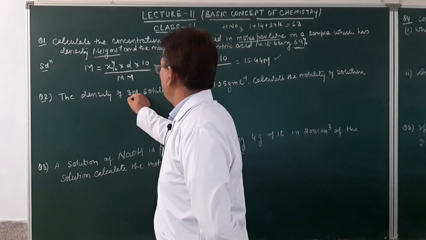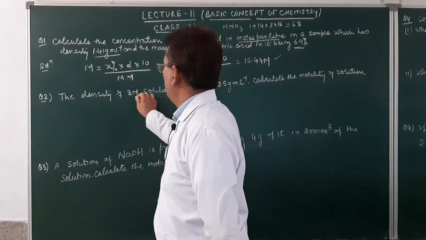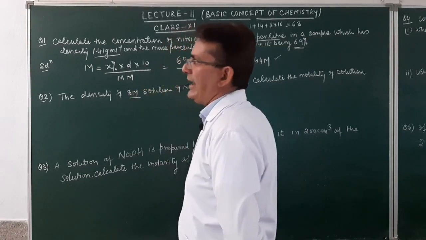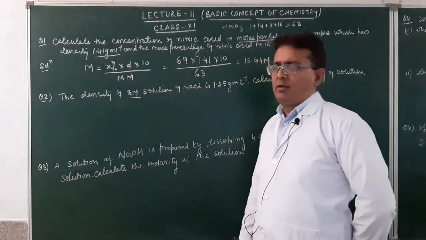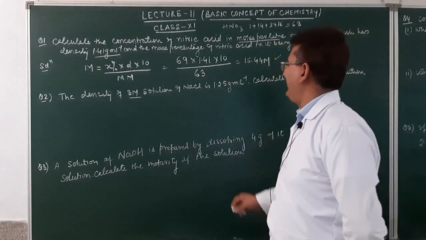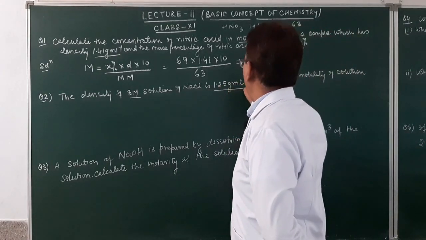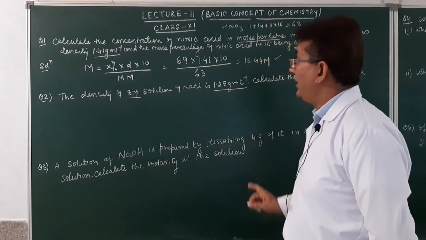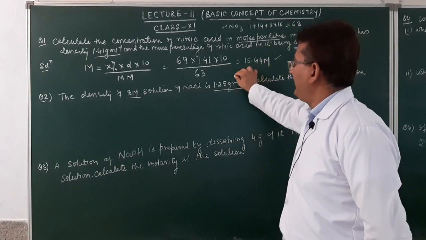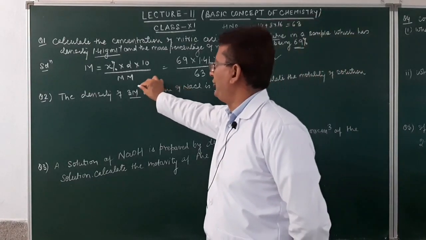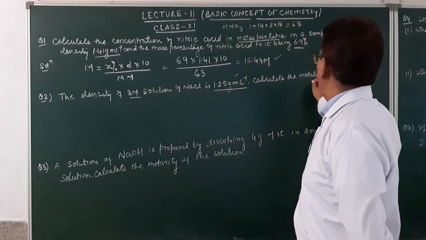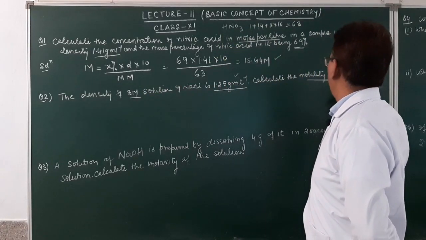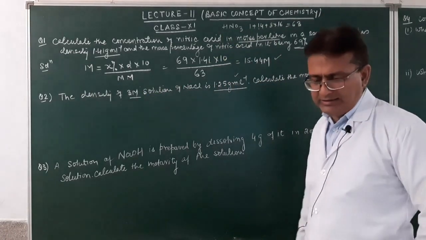Now let us look at question number 2. The density of 3 molar solution. Just see over here, molarity is given. It is a 3 molar solution of NaCl, and the density is 1.25 gram per ml. Here density is given, molarity of the solution is given. Calculate the molality of the solution. We have to find out the molality.